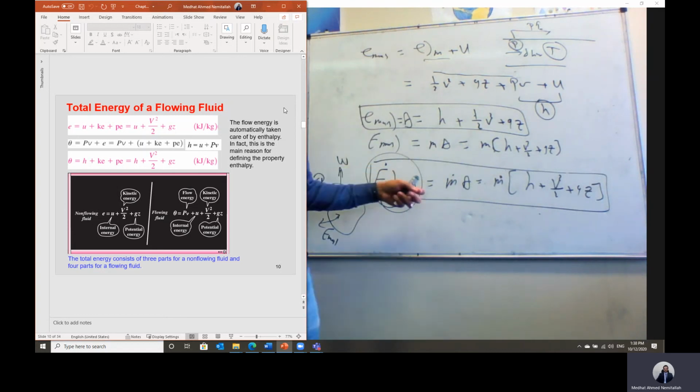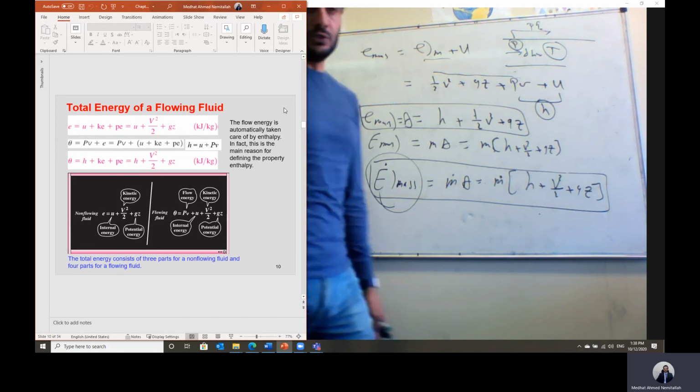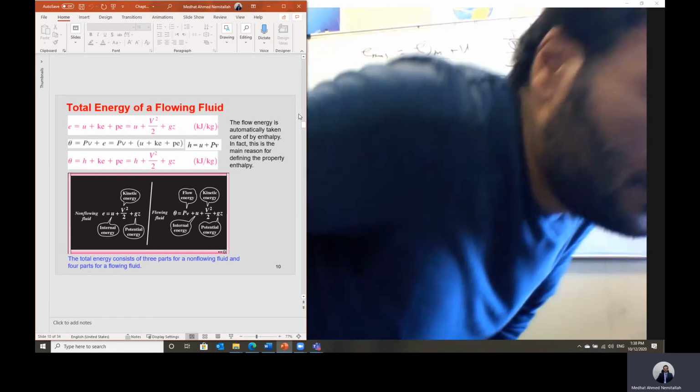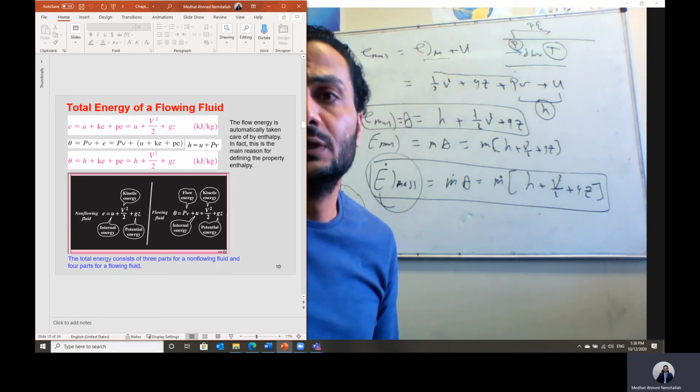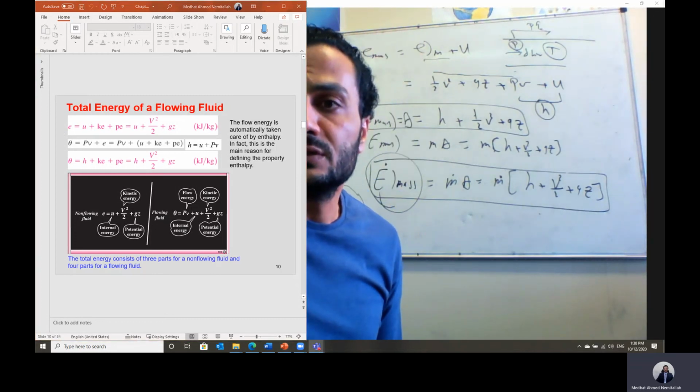Inshallah, next time we'll take all of these terms and apply them to develop the first law of thermodynamics equation for steady flow, and then inshallah later on we can develop this equation for the case of unsteady flow. I think we developed the equation already for steady flow in chapter 2, so we'll just be revising it.